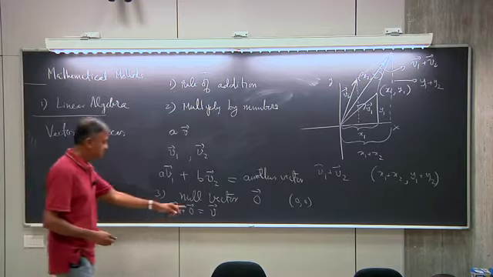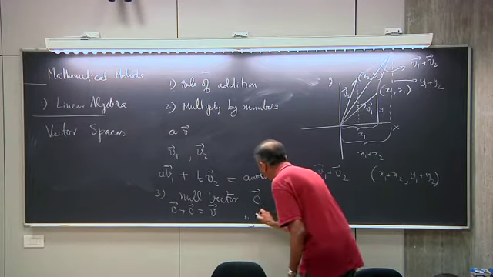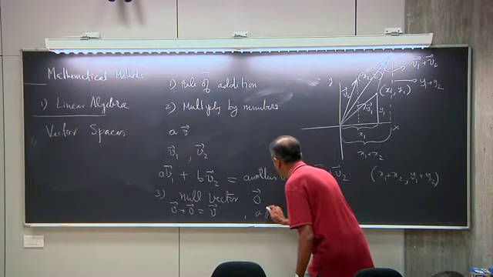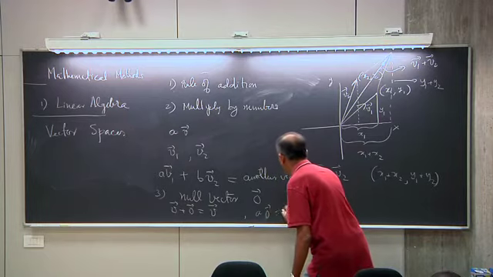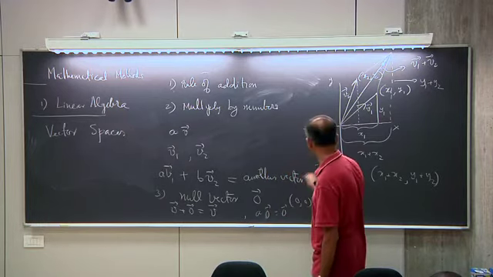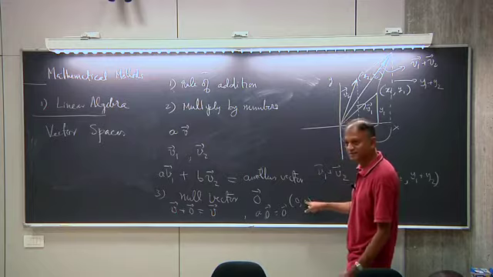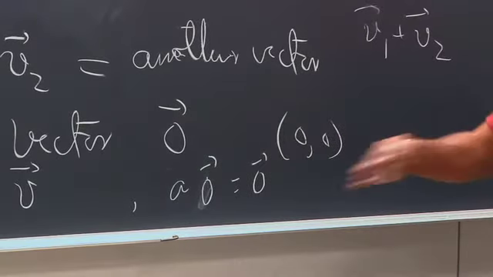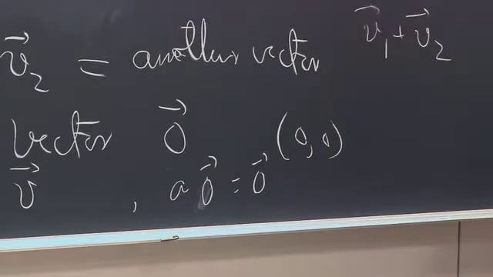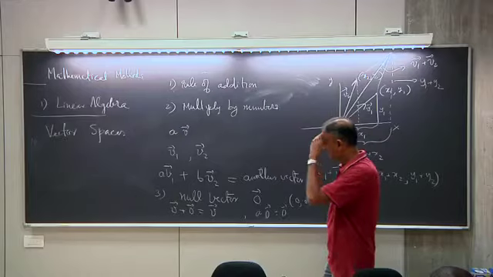And of course, it also satisfies another property. If I take any number a and multiply it to the zero vector, I will again get the zero vector. That's clear, because after all, this 0, 0 point, when you multiply by a, just changes the length, but the length is 0 anyway to begin with. So it's a zero vector. So these are the main things.